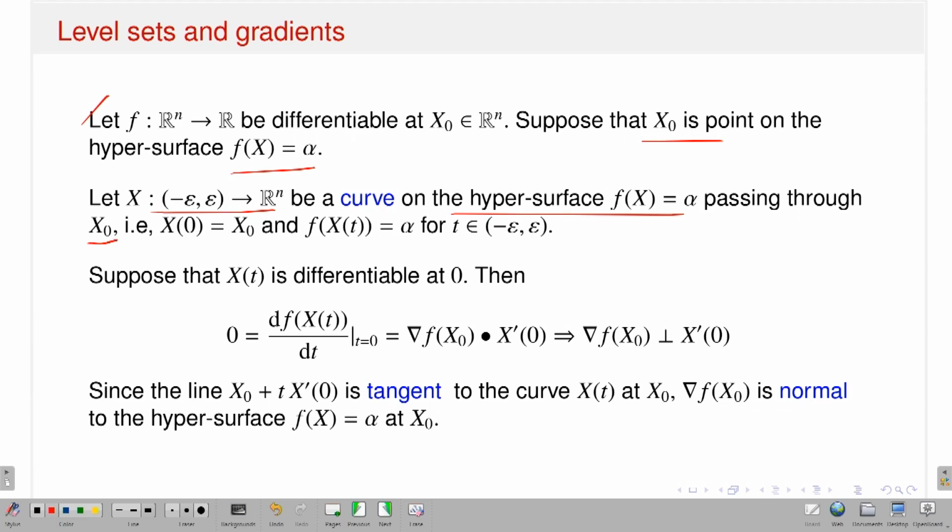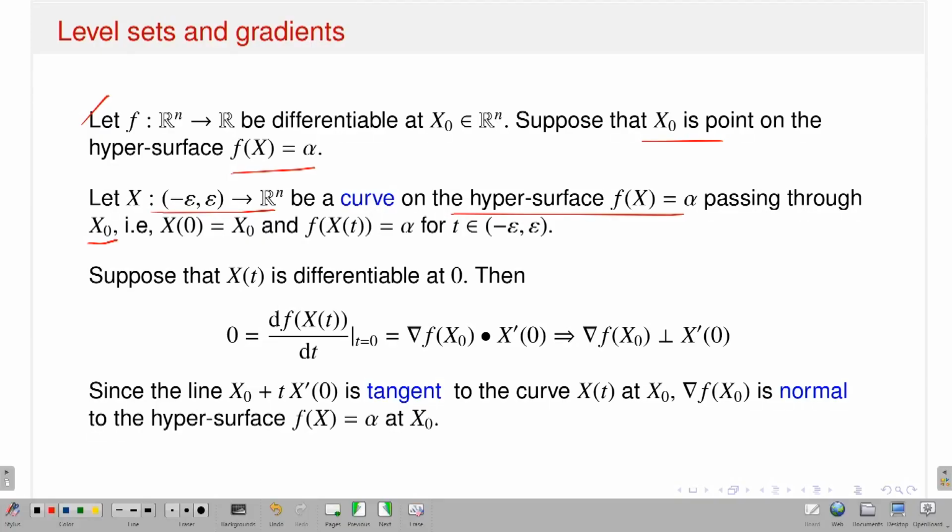So, I have a hypersurface, right. f of x is equal to alpha. So, given a function f from Rn to R, for a given alpha I am considering the hypersurface f of x is equal to alpha. It will be a surface in Rn. Then I am considering a curve capital X, which is a map, of course, a parameterization from minus epsilon to epsilon into Rn. That means it is a curve in the hypersurface, not just in Rn.